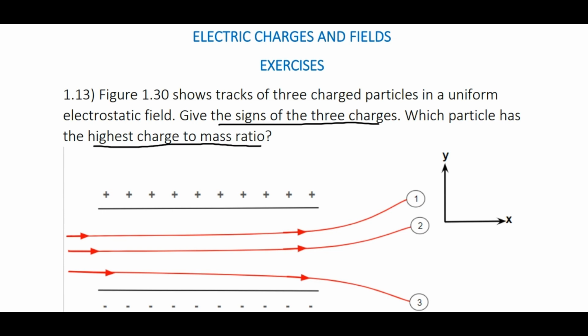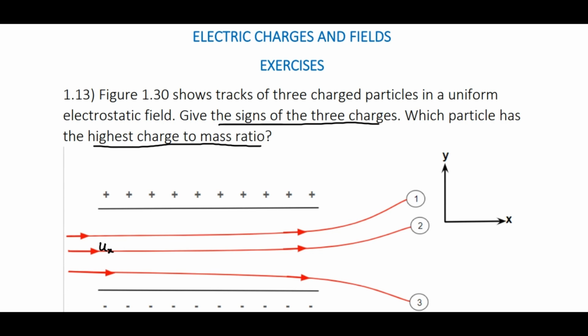Here there are two sub-questions. One, we need to identify the nature of the charges on the charged particles. One more thing, we have to find out highest charge to mass ratio. If we observe this diagram clearly, initially the particles are entering into the uniform electric field horizontally. So each and every one has the horizontal velocity, there is no vertical velocity, there is no vertical component.